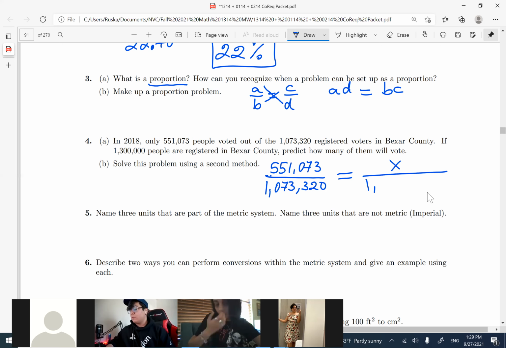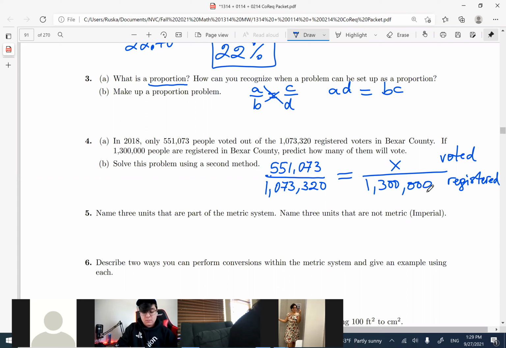Okay. So keep that in mind always when you set up a proportion, you have to keep the same units in the top, and different units in the bottom. You have to be consistent with that. And just solve it. How do you solve it? What's going to be X? You cross multiply. So you multiply those two numbers and divide by the number across X.